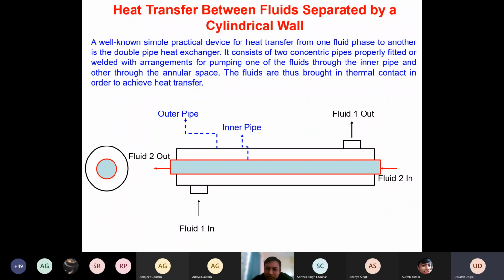Sir, so the fluid in the annular region is moving in a circular fashion.